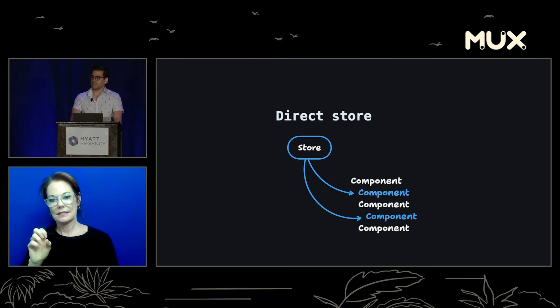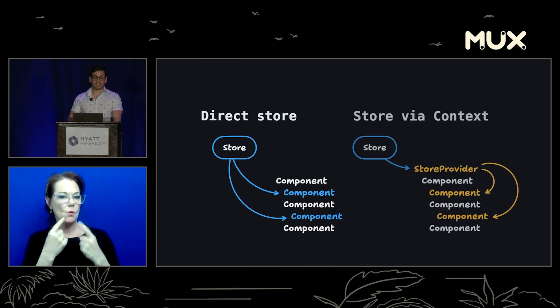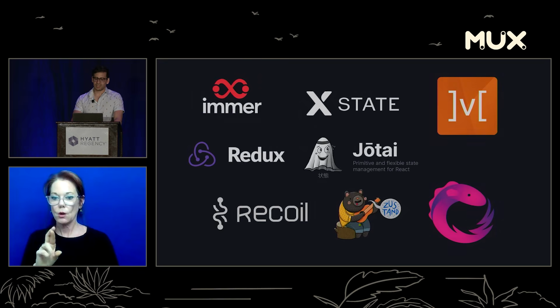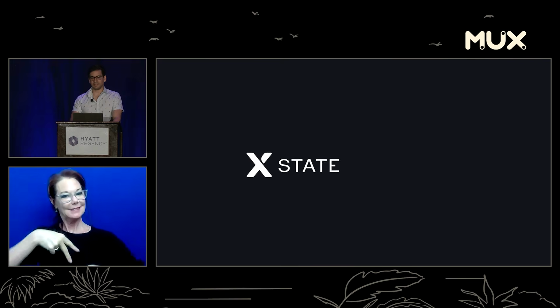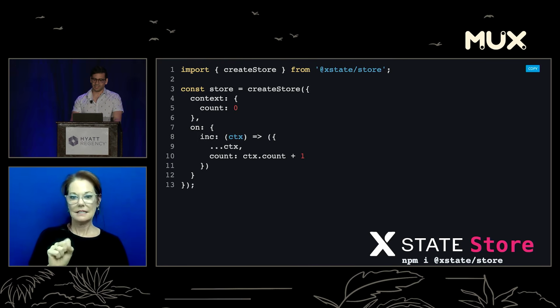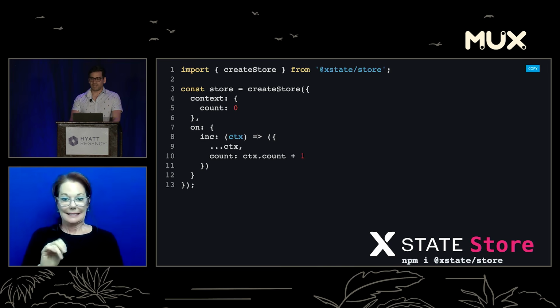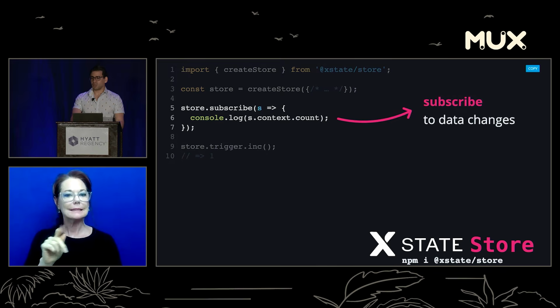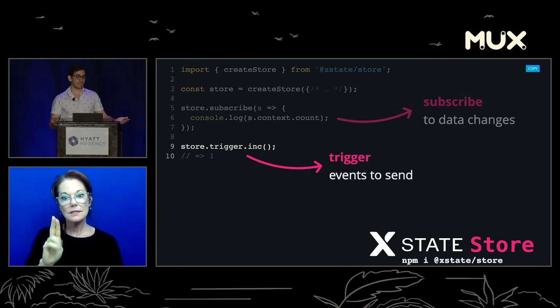But these external stores essentially work either by directly having this global store or having the store provided through React context. There's a lot of options to choose from, but since I'm on the stage, I'm going to be talking to you about not xState, but xState store, which is a related library from xState. So the syntax for this is pretty simple, actually, and it's meant to be simple because it's less than 2 kilobytes. You create a store where you provide the context and transitions for how the data changes, and then you could subscribe to those data changes and trigger events to send.